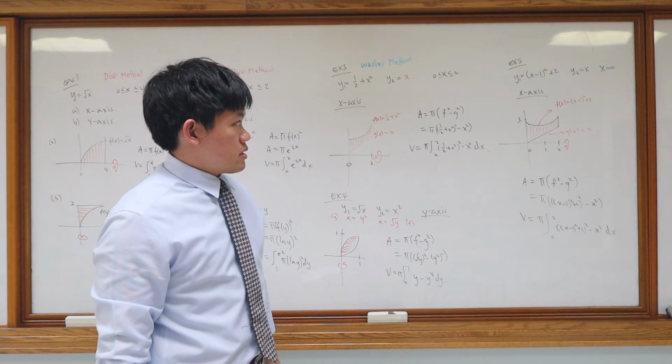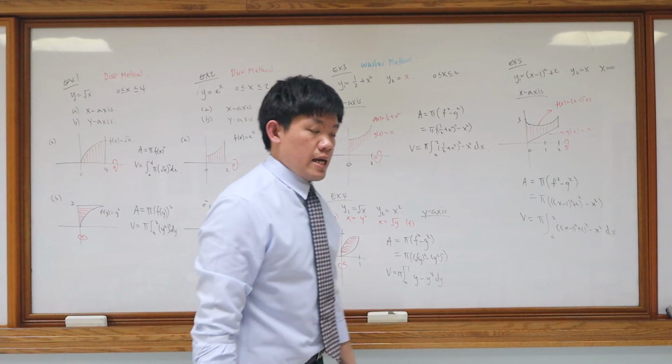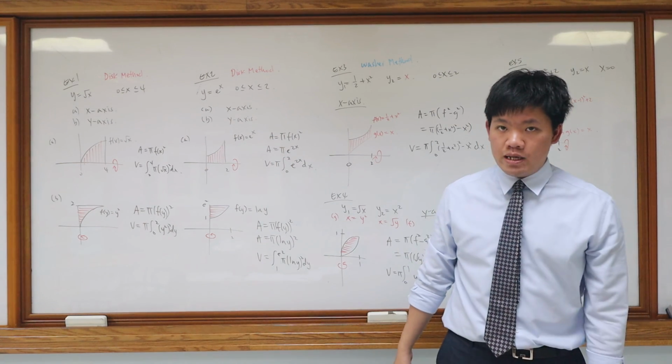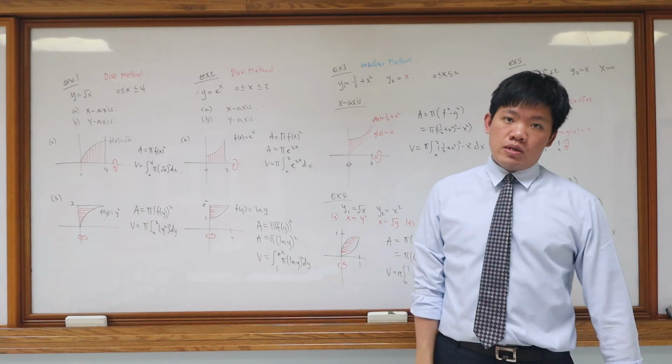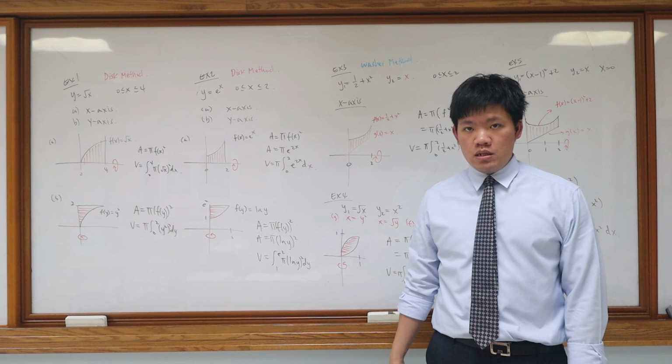Okay, so that's basically a couple of examples where the axis of rotation is the x-axis or the y-axis. In the next video, we're going to talk about when you actually shift the axis of rotation left, right, up, or down.